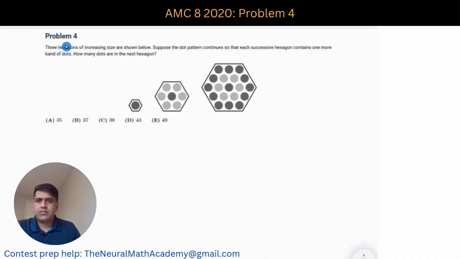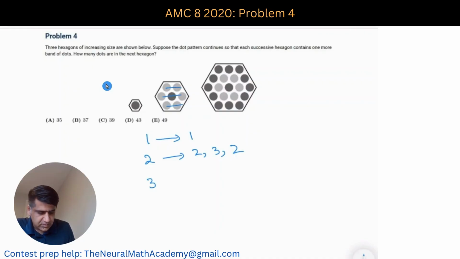So let's solve problem 4, where we are given 3 hexagons of these shapes, and it says suppose the pattern continues so that each successive hexagon contains one more band of dots. How many dots are in the next hexagon? In the first hexagon we have one dot. In the second one we have 3 layers, and the first layer has 2 dots, the next has 3, and the next one then has 2 dots. I'm talking about these dots.